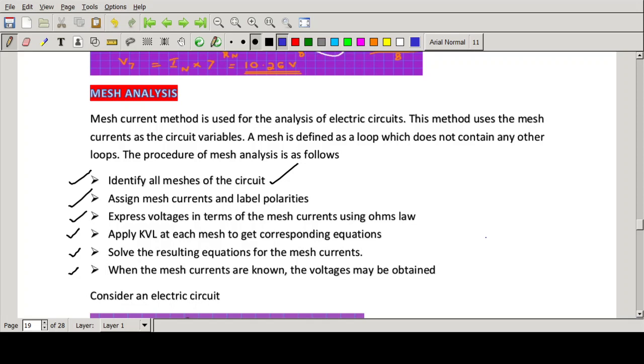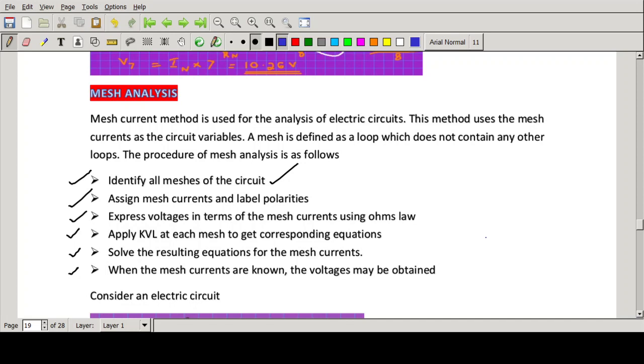In this session, we will discuss mesh analysis, or the mesh current method. There are several methods available for analyzing or solving electric circuits, and mesh analysis is just one of them. It is actually a very simple method where we use the concept of meshes. So, what is a mesh? A mesh is a loop which does not contain any other loop.